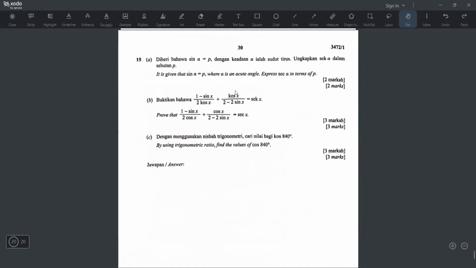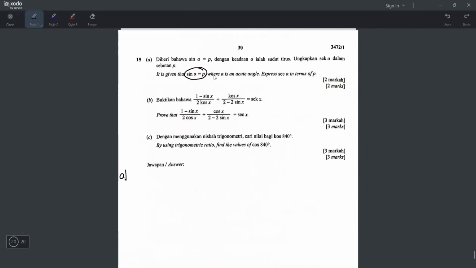Okay, finally we are at our last question. Let's finish this. Okay, I want to do A here. Let's read the question. This is trigonometry. Okay, it is given that sine alpha is P, where alpha is an acute angle. Acute angle means quadrant 1, less than 90. Okay, less than 90 degrees. Now it says express sec alpha in terms of P.